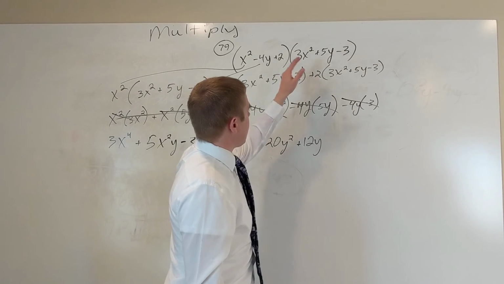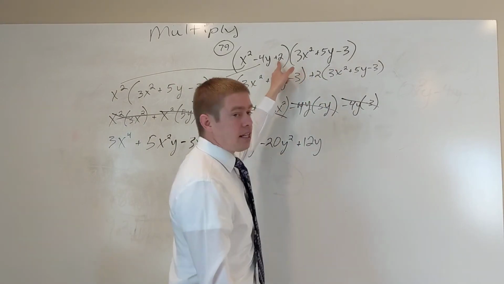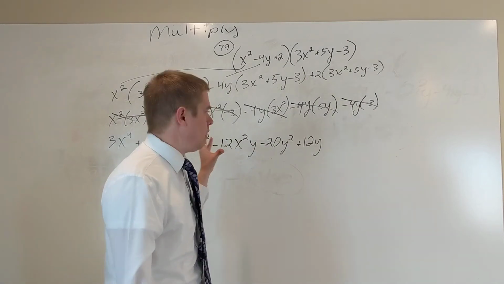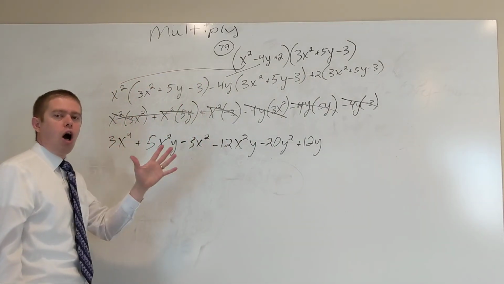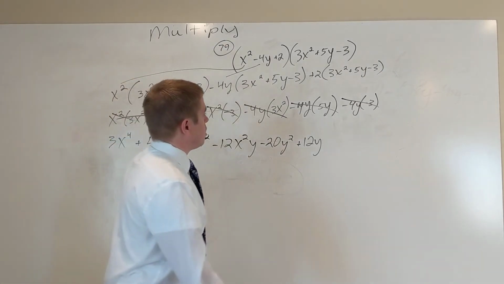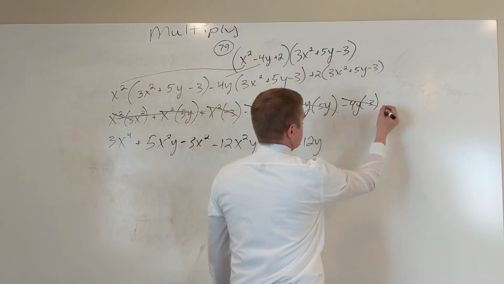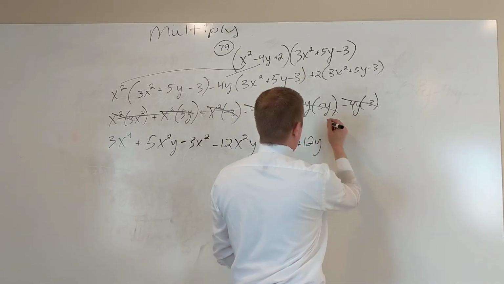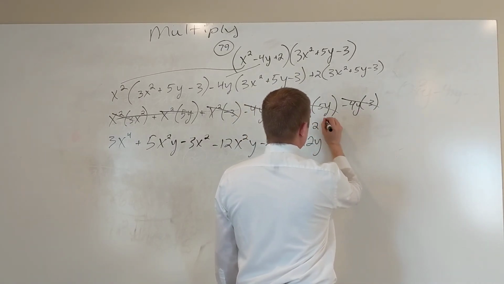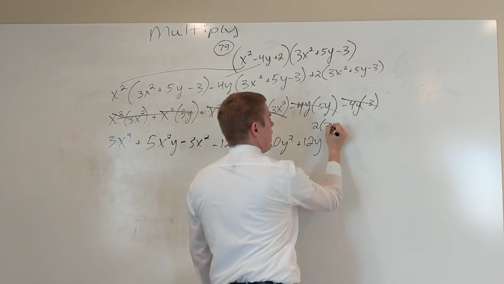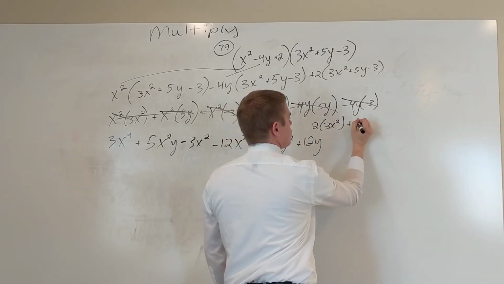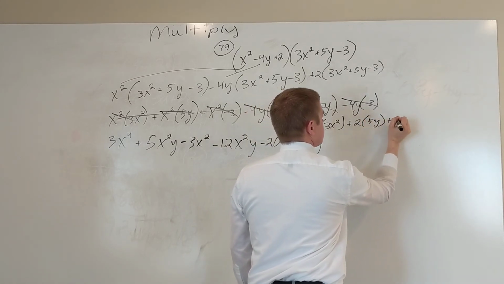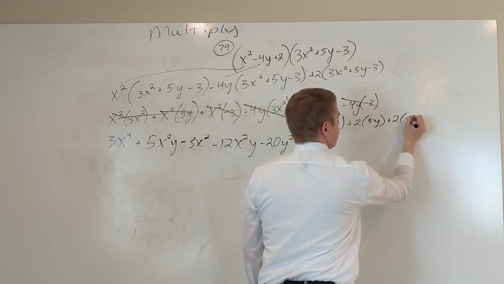Let's now go to the last term here, 2, our last term in the mono, times everything else. Then we'll go in and just really quickly clean up, find any common terms, like terms there. So we now say 2 times 3x squared. Now, I'm running out of board space, so I'm going to bring it down just below here. 2 times 3x squared plus 2 times 5y plus 2 times negative 3.